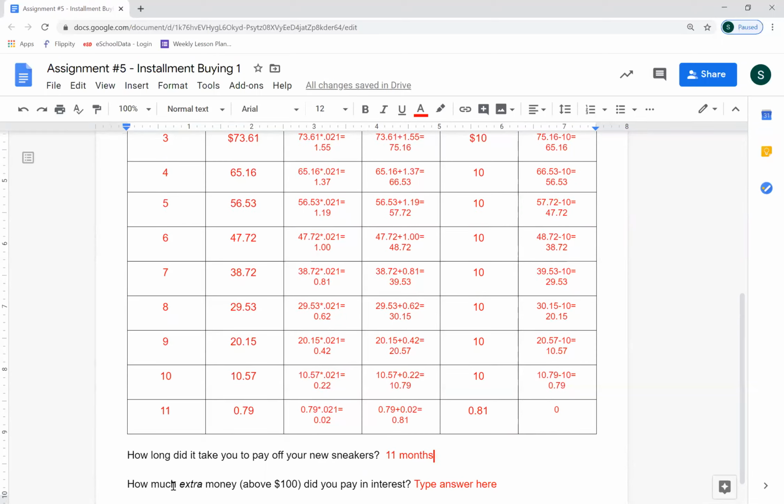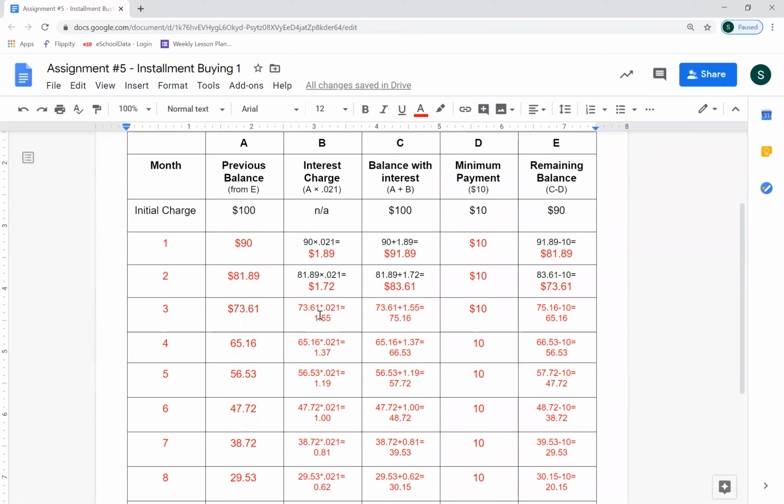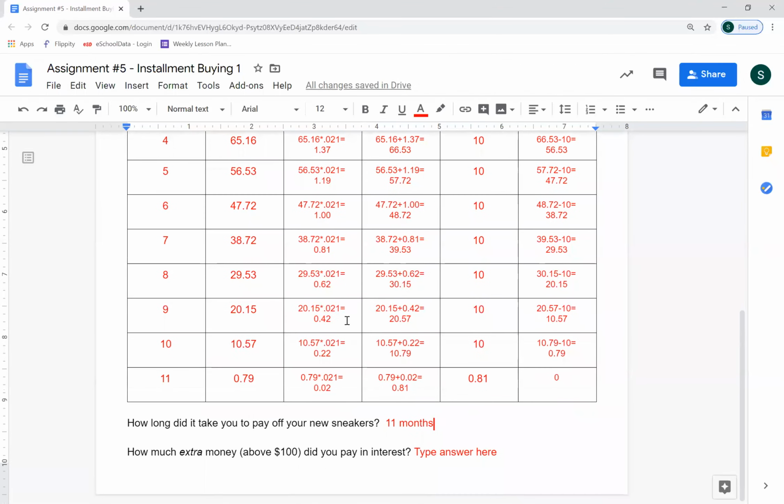Okay. So now to figure out how much extra money you paid above the $100 that you owed, how much you paid in interest, we can add up our interest charges all in column B, because that's all the extra money we're paying. So when we do 189 plus 172 plus 155 plus 137 plus 119 plus $1 plus 81 cents plus 62 cents plus 42 cents plus 22 cents, and last but not least, that last 2 cents in interest, means we paid an extra $10.81 beyond the $100. So that's how much extra money we paid in interest by leaving our balance in there using just the minimum payment.